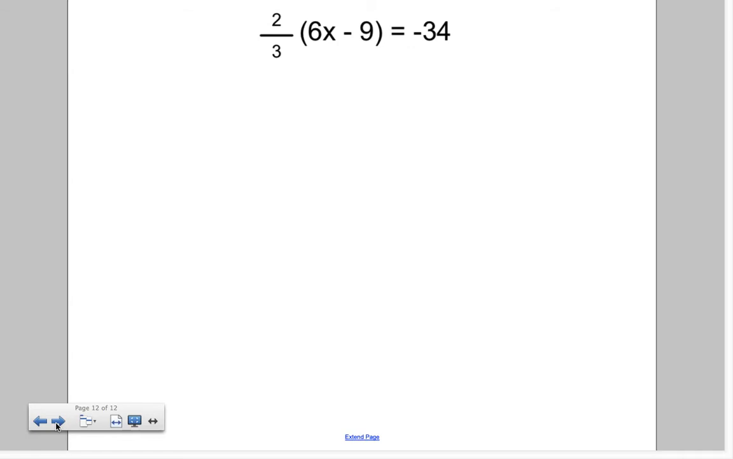Do you all know how to multiply? Yes. Do you know how to divide? Yeah. Isn't that what a fraction is? Yeah. So you know how to multiply by 2? Yeah. Divide by 3? Yeah. That's 2/3.